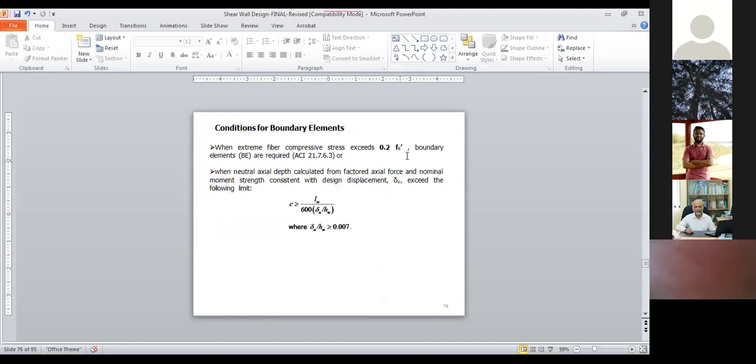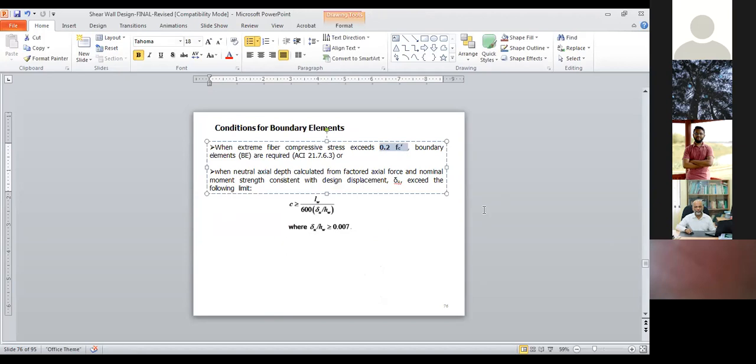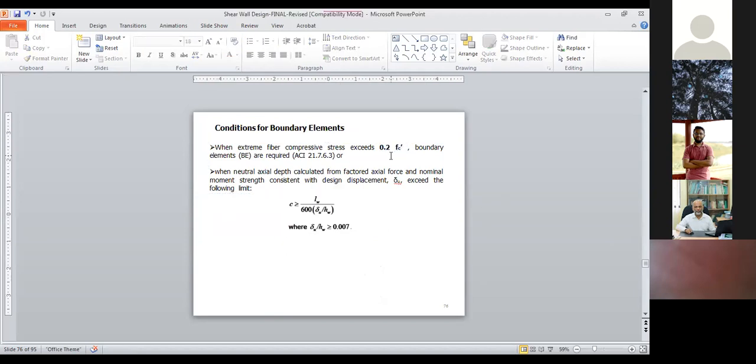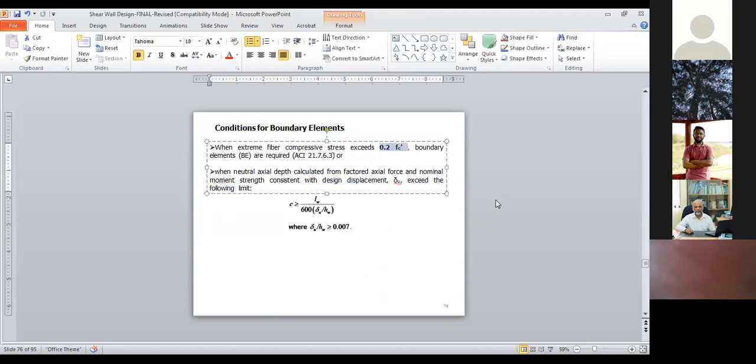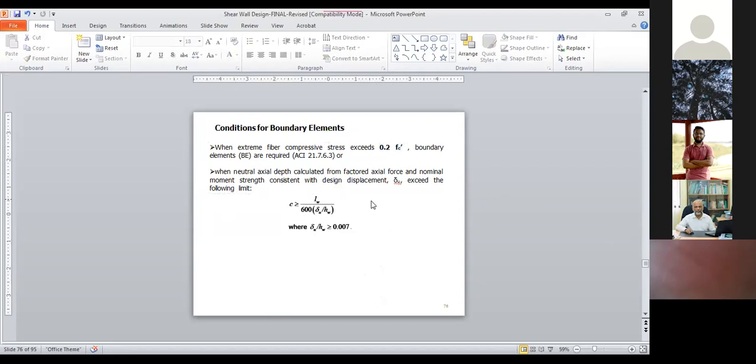Condition of boundary elements: I already told you that you need the boundary element when you have more than 0.2 f'c in the boundary zone. If it crosses this value, you need the boundary element. And you also need to check the other requirements for boundary elements related to deflection control. But I did not include this check in the notes I prepared. If you use software, maybe you need to check, or the software may check this requirement automatically.